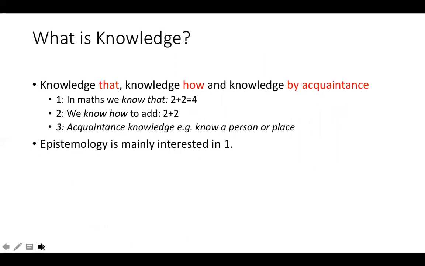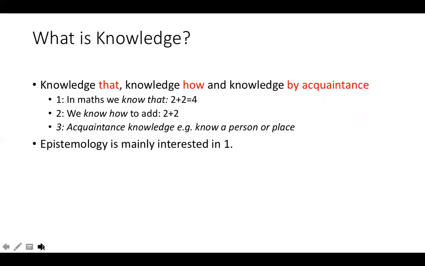To understand what knowledge is, I highlighted three different types of knowledge. For a certain kind of fact that you want to reach, usually we know that, we know how, and we know by acquaintance. For example, in math, we know that 2 plus 2 equals 4. So we know that kind of information, or that conclusion. And we also know how to add 2 plus 2. So knowing that and knowing how are two different things.